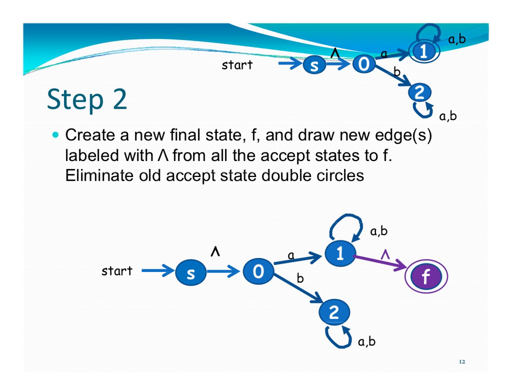And while the book doesn't say this explicitly, I find it easier if you just get rid of all of the old double circles, because now everybody who has a double circle points to this new double circle with a lambda transition.